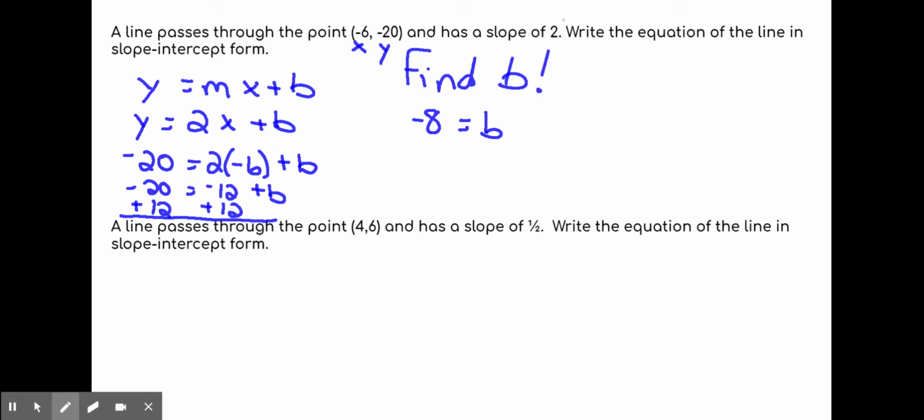So I have m, that's 2. I have b, and so now I can say for this line, the equation is y equals 2x minus 8.